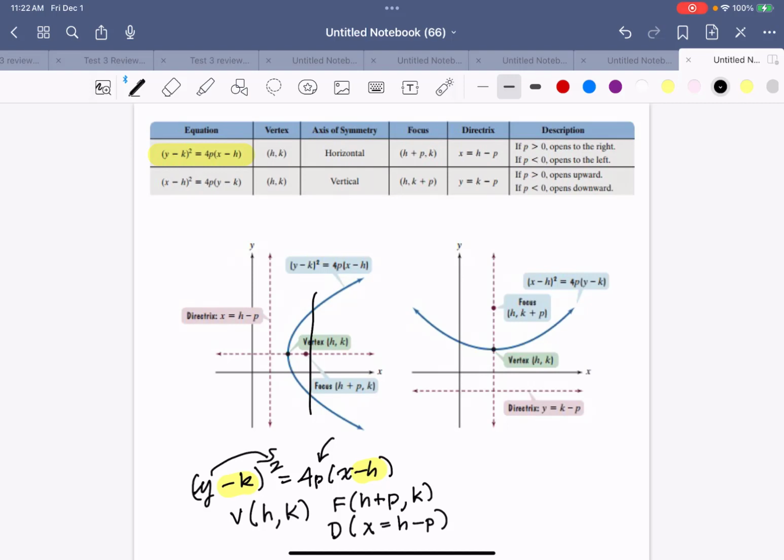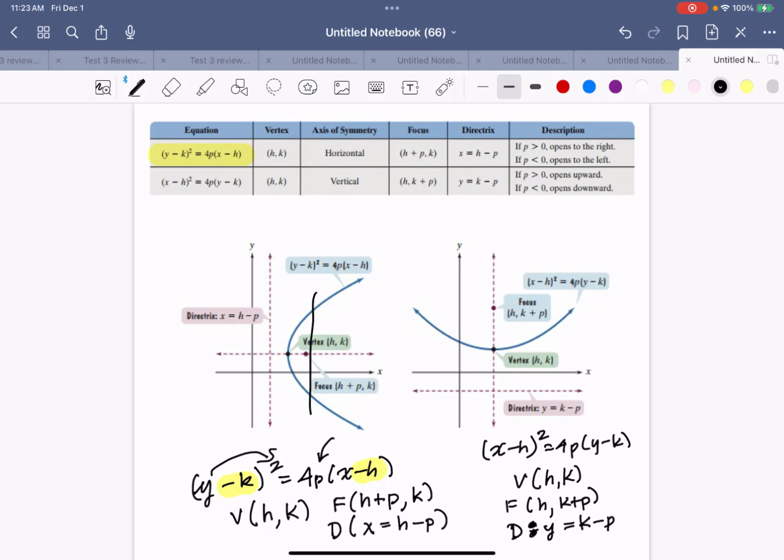Now, on the function type parabola, (x minus h) squared equals 4p(y minus k). We've moved the vertex to (h, k), no longer at the origin. And so the focus is going to be at (h, k plus p), and the directrix is going to be at y equals k minus p. So that's your directrix.